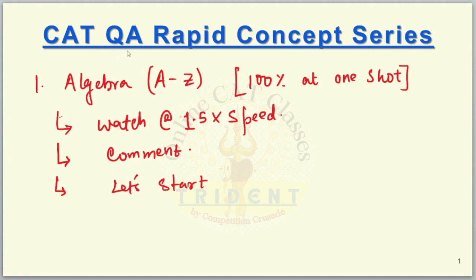In this session, we will be looking at CAT Quantitative Abilities Rapid Concept Series. So this is an end-to-end algebra A to Z kind of a situation, which you can also refer to as a refresher course, which means 100% of the syllabus will be covered at one shot.